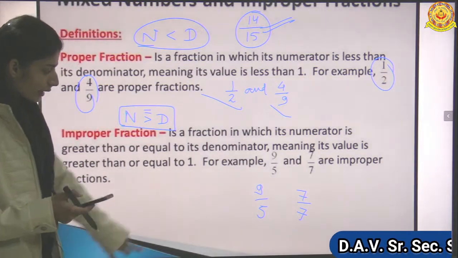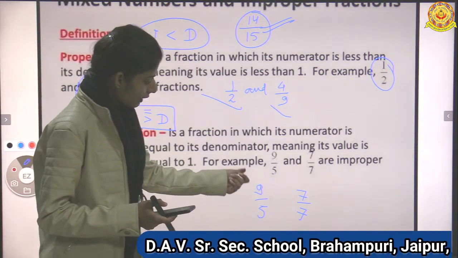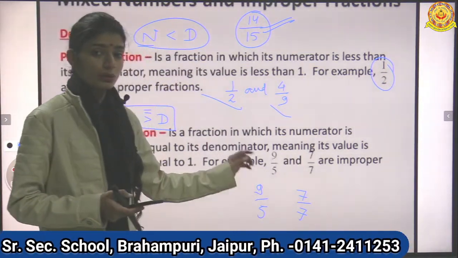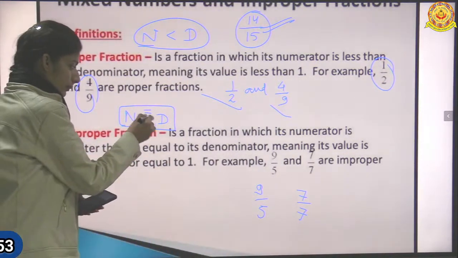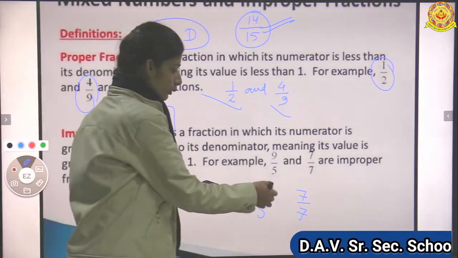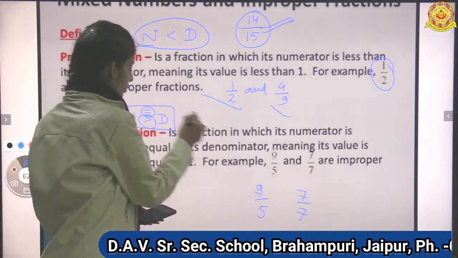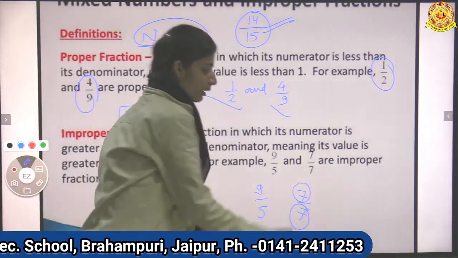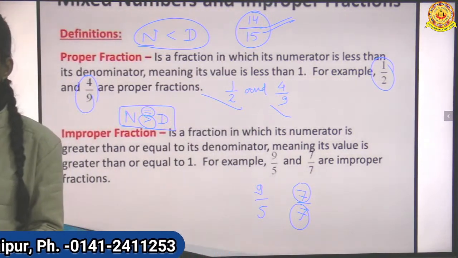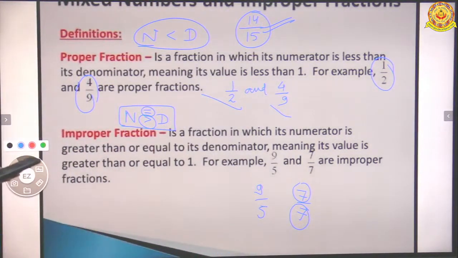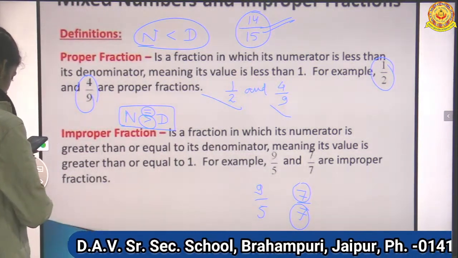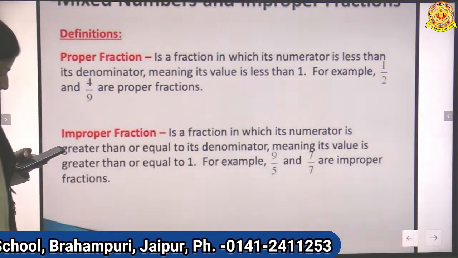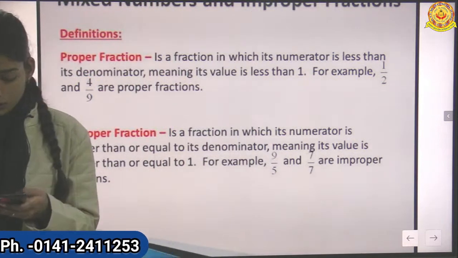Clear all of you? Like here, in 9 upon 5, 9 is greater than 5, means numerator is greater than denominator. So we have satisfied this one condition. Now if both the numbers are equal, numerator is equal to denominator, 7 upon 7 I am having, then also it will be said to be improper fraction. Clear all of you? Please tell me, is it clear to everyone?